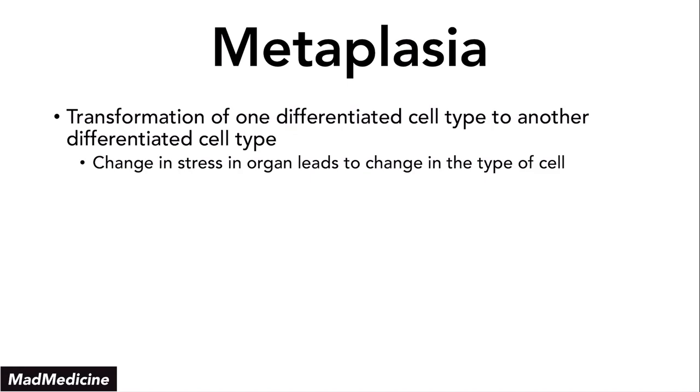This concept is very, very important. This is a very high yield concept because metaplasia is going to come back in many different conditions and disease states, and it plays an important role when we're talking about cancer, dysplasia, and carcinomas being developed, okay? So you need to remember this concept really well. Now, how does this all happen?